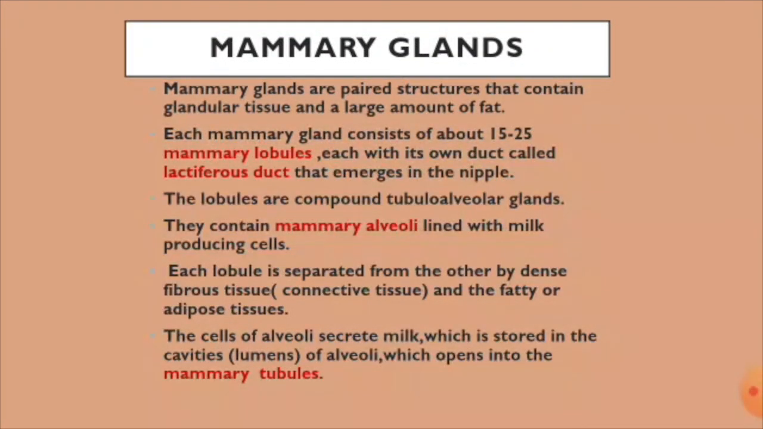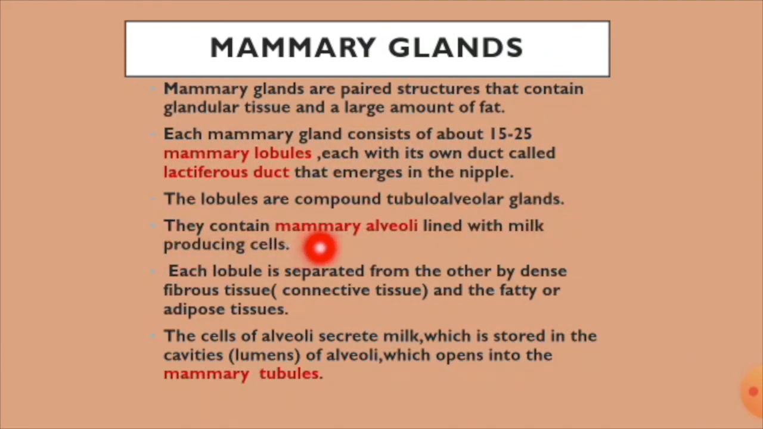Here we are discussing the internal structure of mammary glands. Mammary glands are paired structures that contain glandular tissue and a large amount of fat. Each mammary gland consists of about 15 to 25 mammary lobules, each with its own duct called lactiferous duct that emerges in the nipple. The lobules are compound tubuloalveolar glands.